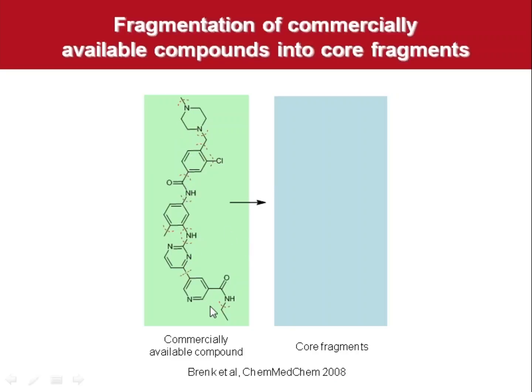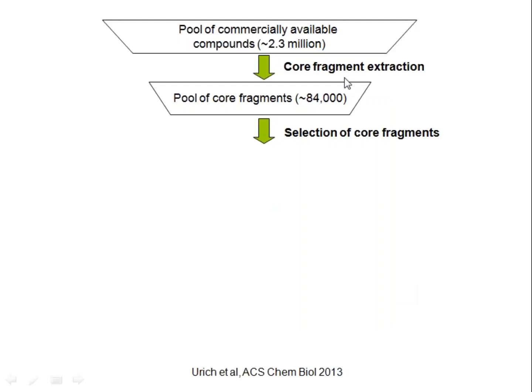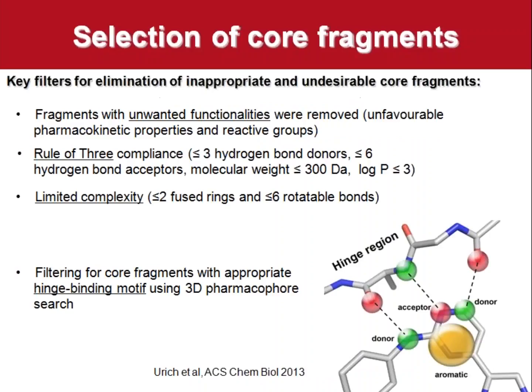So if we would dissect this compound into a core fragment, we end up with these ring systems plus these polar groups attached to it. Okay, we did this with all these 2.3 million compounds, which gave us about 84,000 unique core fragments. Then we selected the core fragments of interest.